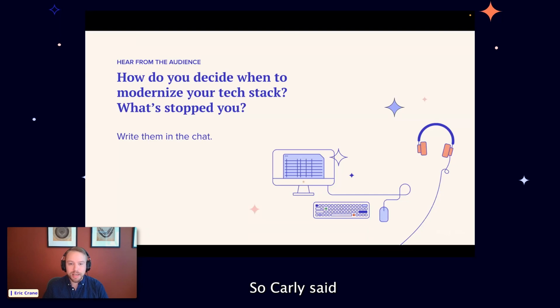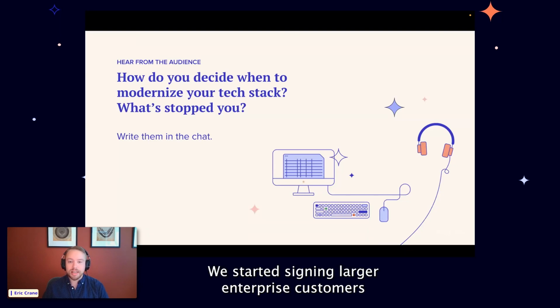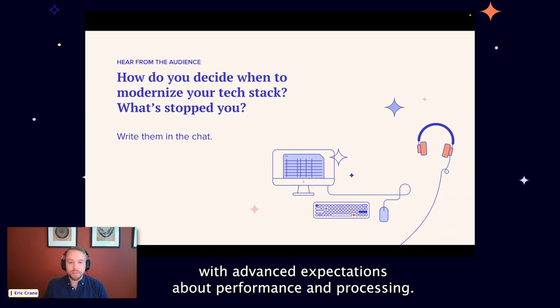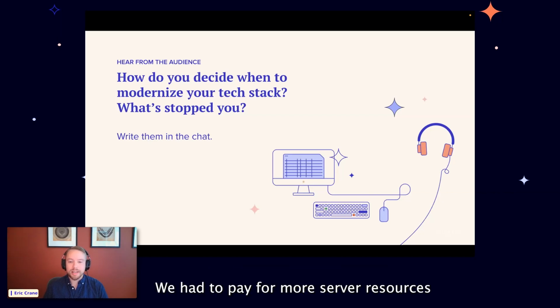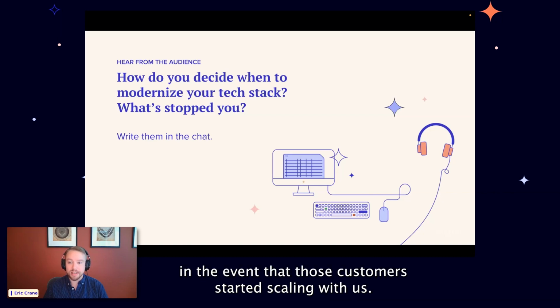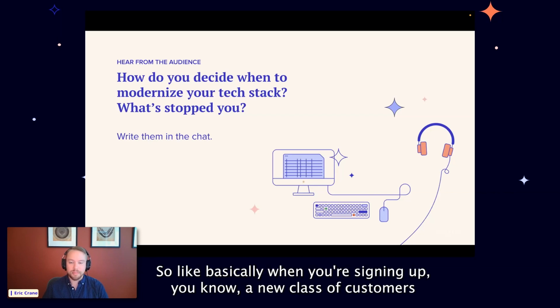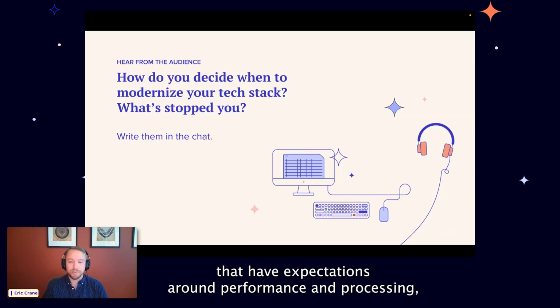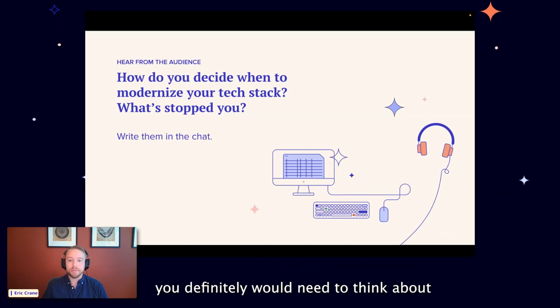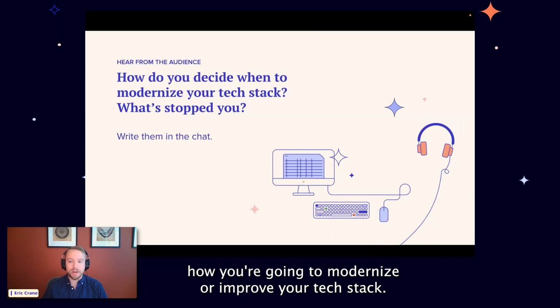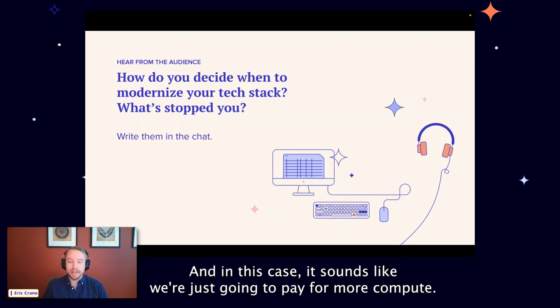So Carly said, we started signing larger enterprise customers with advanced expectations about performance and processing. We had to pay for more server resources in the event that those customers started scaling with us. Yeah, that's a great example here. Basically, when you're signing up a new class of customers that have expectations around performance and processing, you definitely would need to think about how you're going to modernize or improve your tech stack. And in this case, it sounds like, hey, we're just going to pay for more compute.